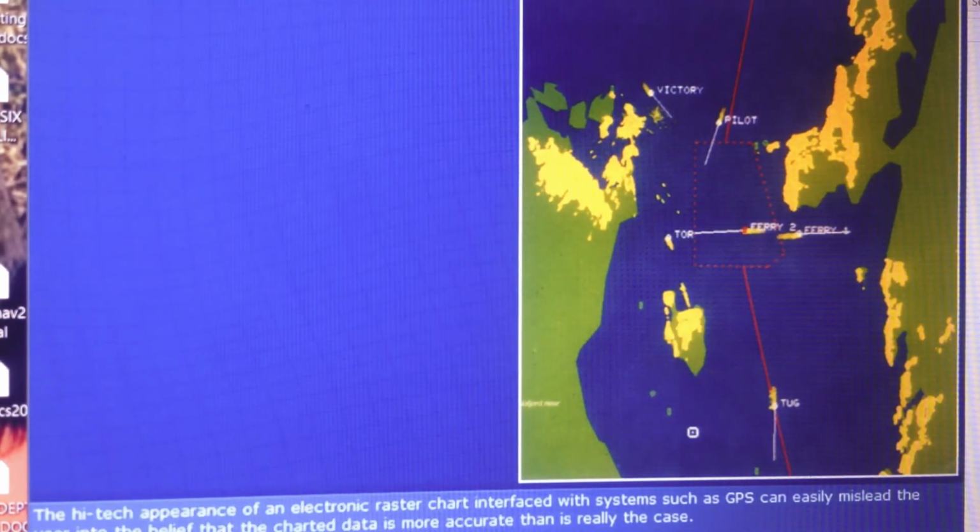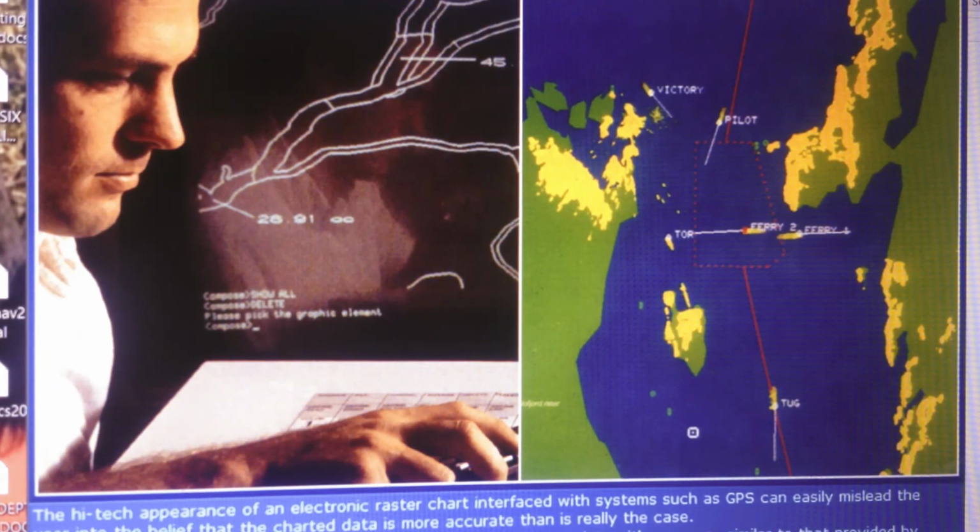The high-tech appearance of an electronic raster chart interfaced with systems such as GPS can easily mislead the user into the belief that the charted data is more accurate than is really the case. It will be many years before a significant number of raster charts exist with accuracy similar to that provided by DGPS. Until then, navigators must take particular care to assess the accuracy of the data presented to them by these raster charts.